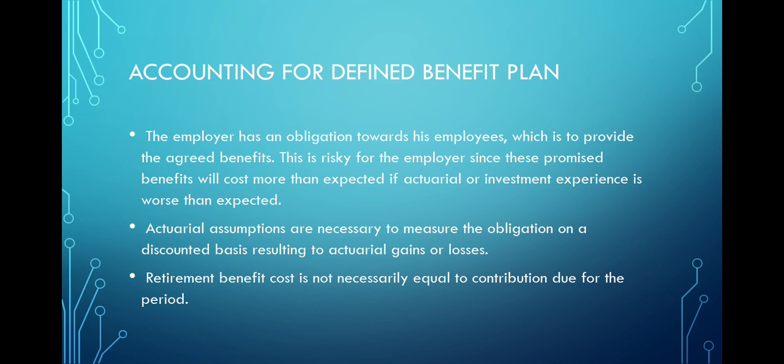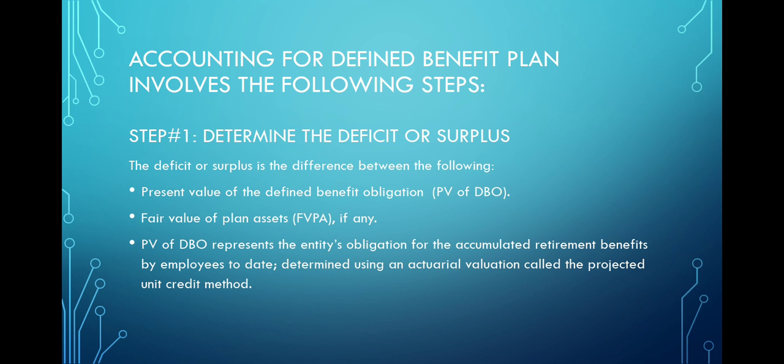So actuarial assumptions, which were mentioned above, are necessary to measure the obligation on a discounted basis, resulting in actuarial gains or losses. And retirement benefit cost is not necessarily equal to the contribution due for the period. Accounting for defined benefit plan involves the following steps. So these are the steps for the accounting for defined benefit plan.